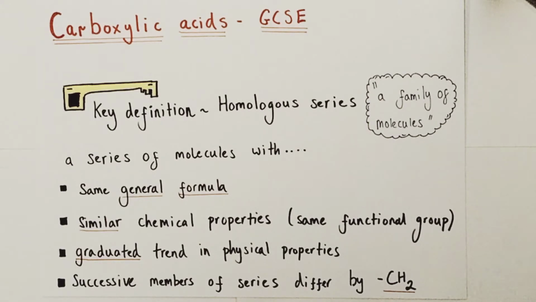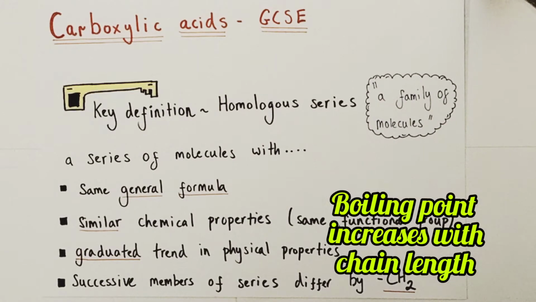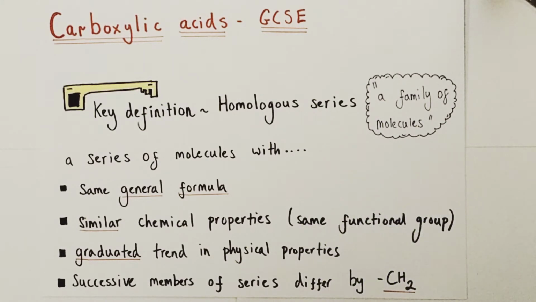A functional group is either an atom or group of atoms that give that particular molecule its chemical properties. Members of homologous series will also have a graduated trend in their physical properties. For example, we'd expect the boiling point of the molecules to increase as their chain length increases. This is due to the increased prevalence of intermolecular forces along the surface area of that chain, which need to be overcome, which will take greater amounts of energy to overcome that greater number of intermolecular forces along that increased chain length.